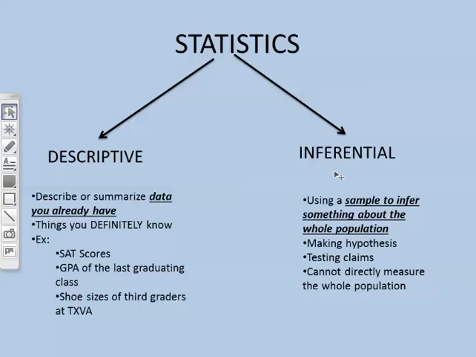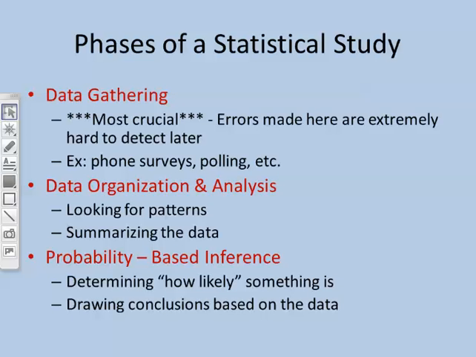Okay? Inferential is using sample information to infer something about an entire population. You're making a hypothesis, you're testing a claim. You cannot directly measure a whole population, so you have to infer something about the whole population. And this is done from a sample or some smaller group other than the entire census. Remember, we defined census in the last chapter. Okay? So, what are the phases of a statistical study?